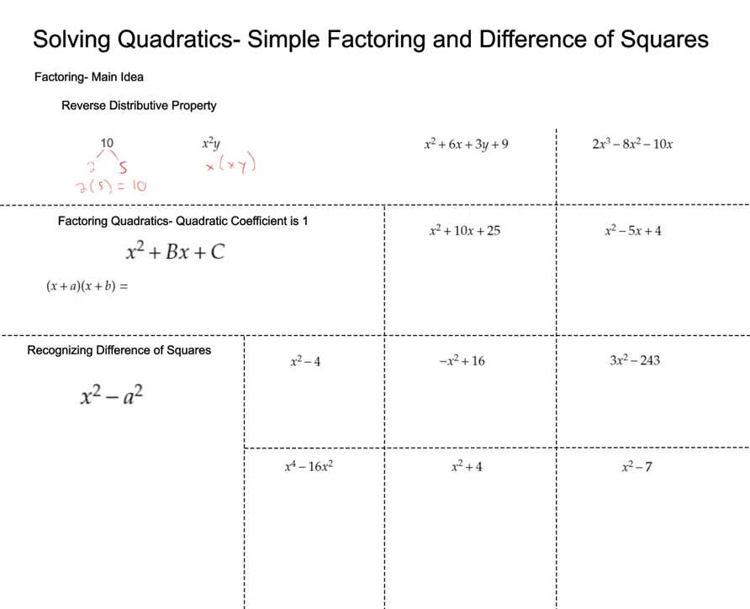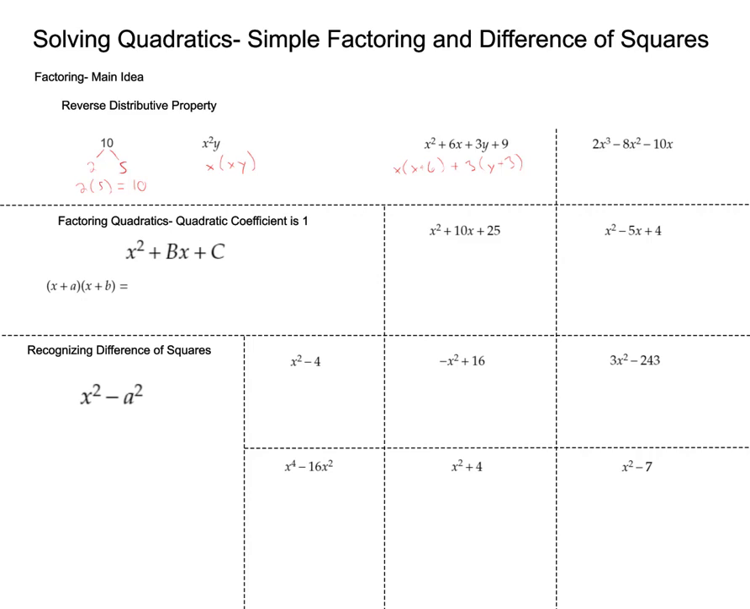So let's factor x squared plus 6x. You may notice that they share an x in common. So we have x times x plus 6. Now we can factor the 3y plus 9. You may notice that they share a 3. So if we pull that 3 out, then we're left with y plus 3. And that is how you can factor that expression.